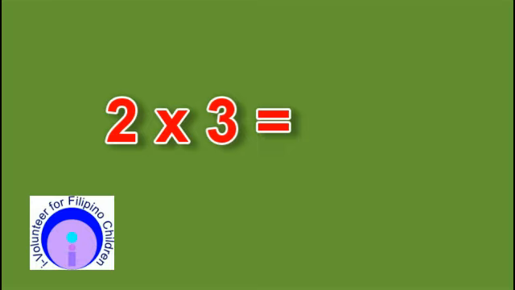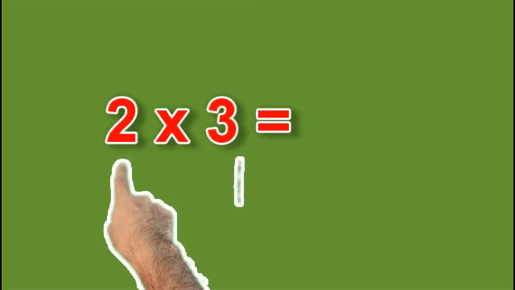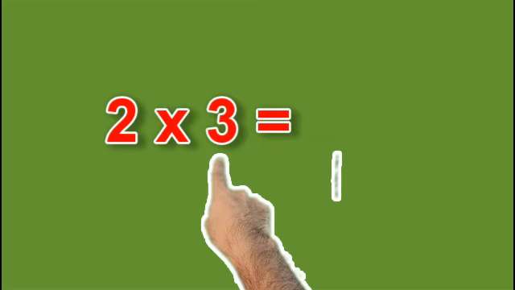2 times 3. The first number tells us how many groups of 3's there are, or it tells us how many times we have to add. The second number tells us the number of members for each group. At ito yung tinatawag nating ina-add natin repeatedly.